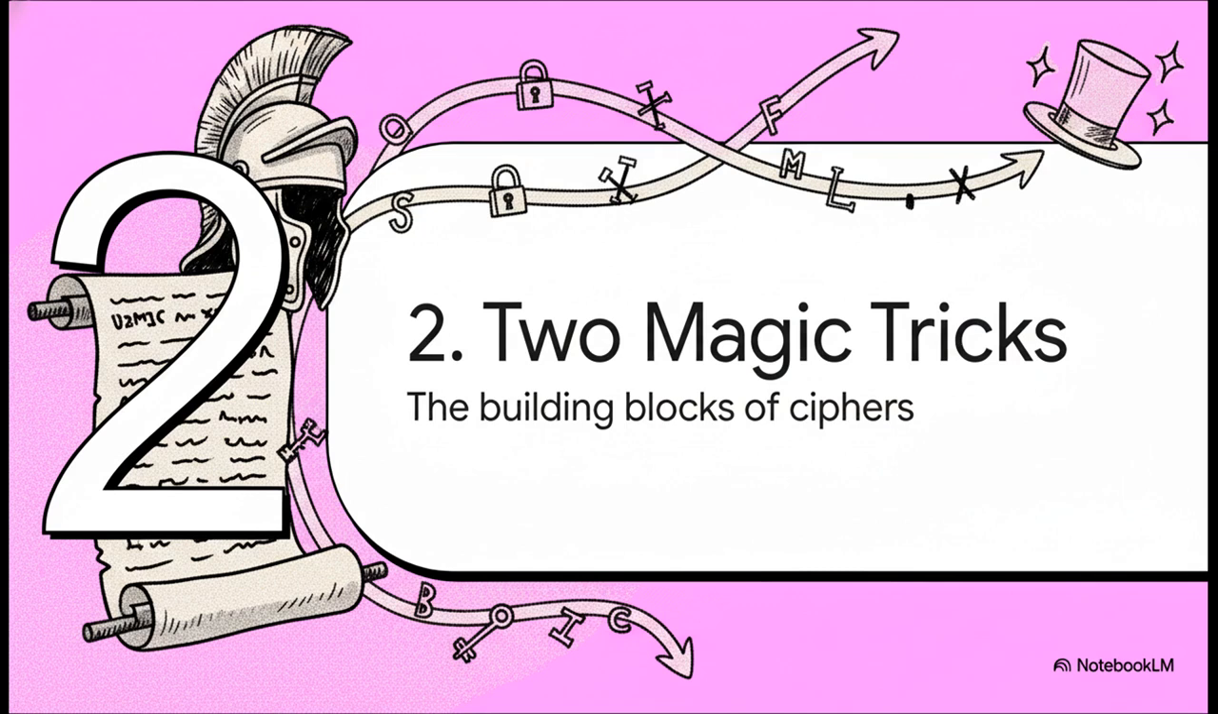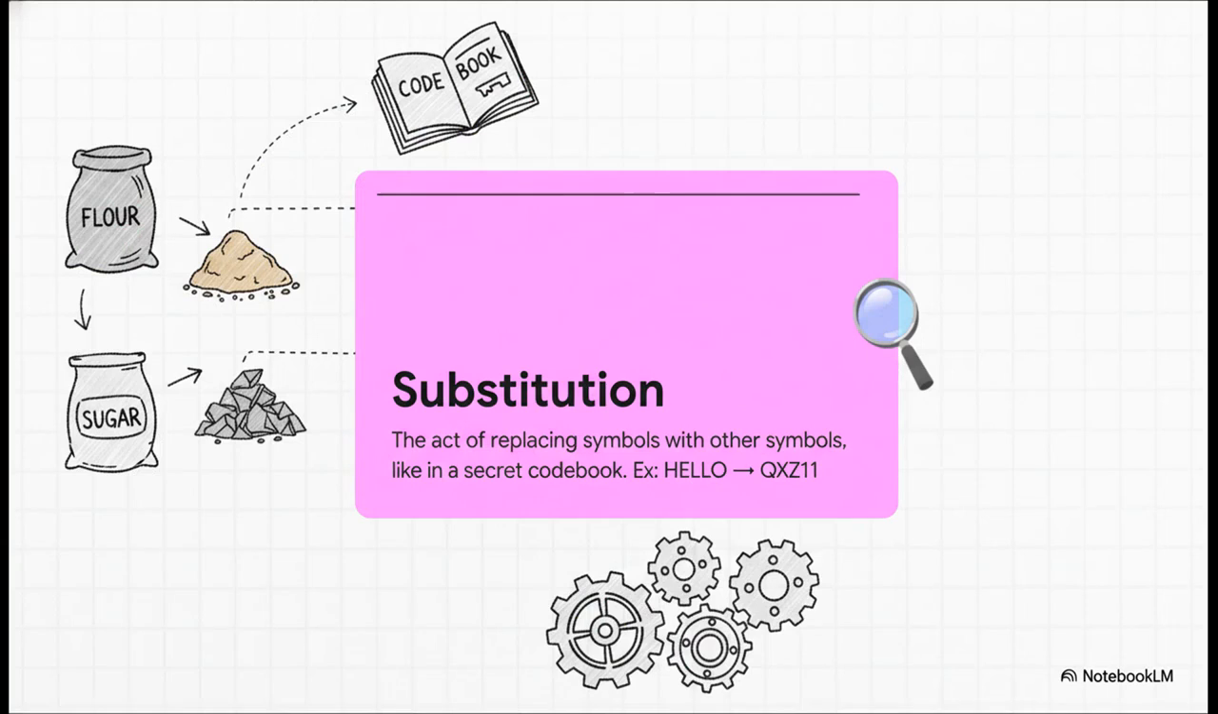Encryption's 2 magic tricks. And trust me, it sounds way more complicated than it is. Almost every code you can think of, from ancient stuff to what your phone uses, is built on just 2 simple building blocks. Okay, magic trick number 1 is called substitution, and it's exactly what it sounds like. You just replace stuff. Think of it like a secret recipe where you swap ingredients. Instead of flour, your secret codebook says to use sand. So here, for every letter in hello, we swap in something else, and we get this random-looking QXZ11. Simple, right? You're just swapping one thing for another.